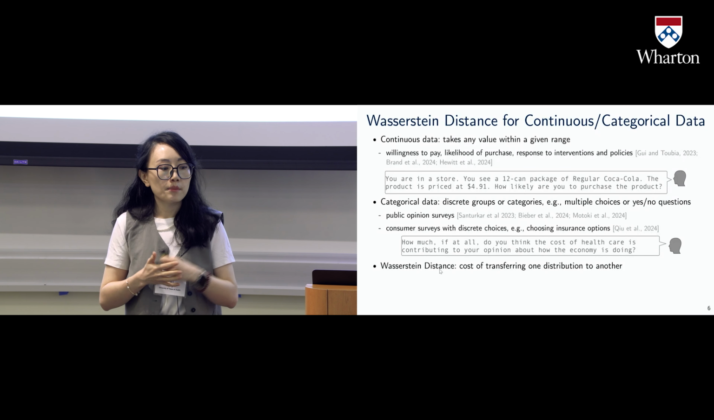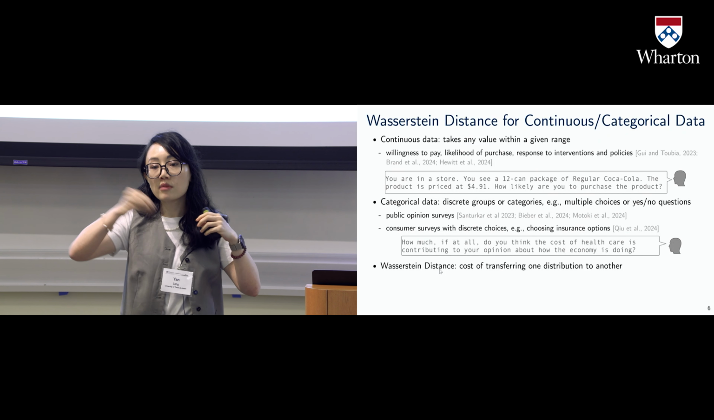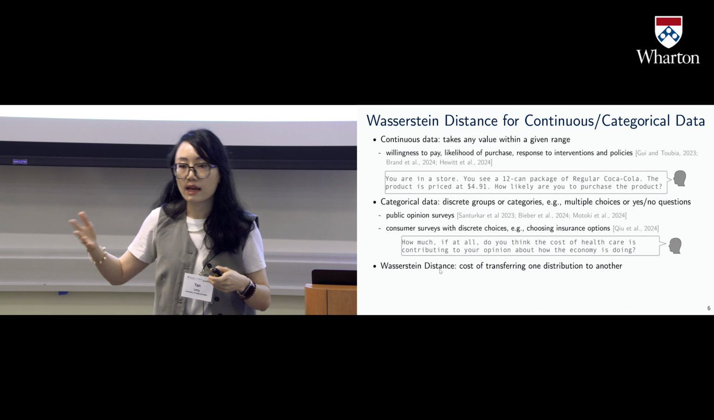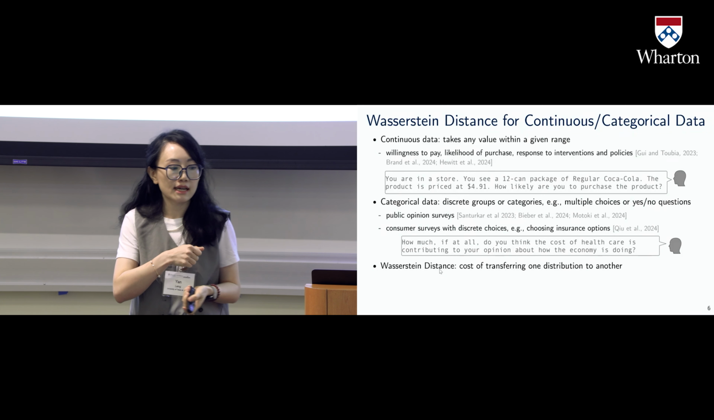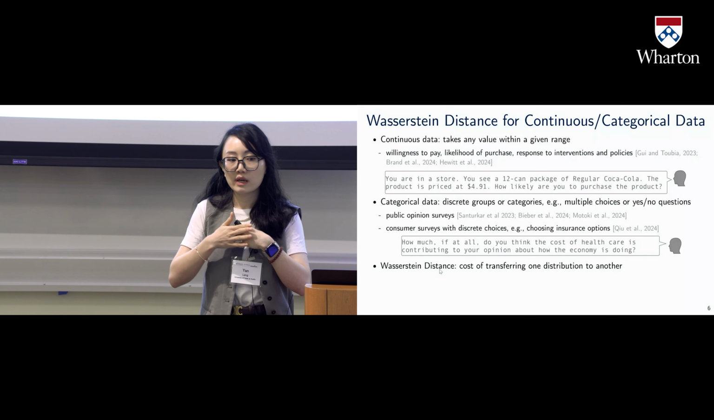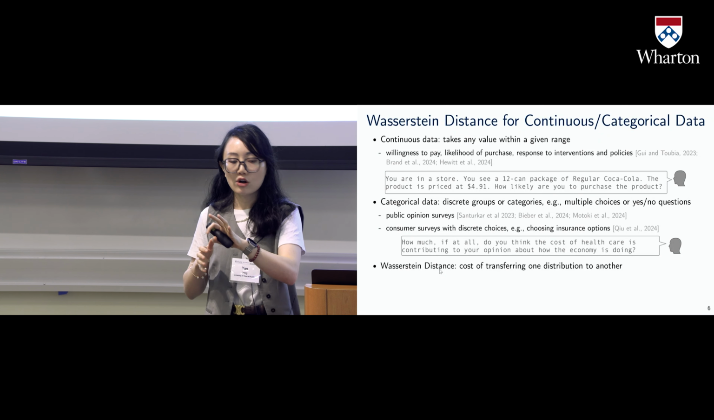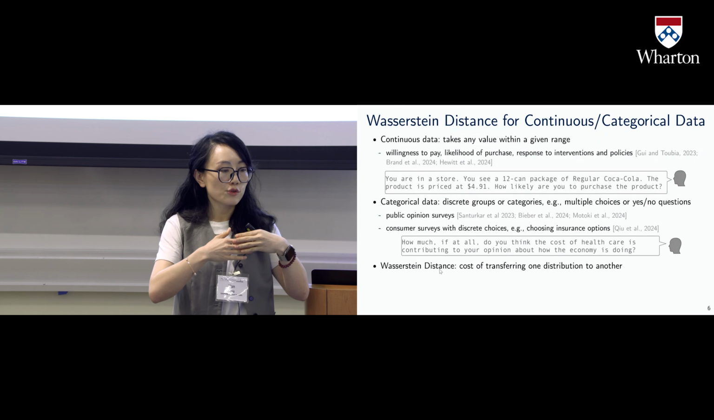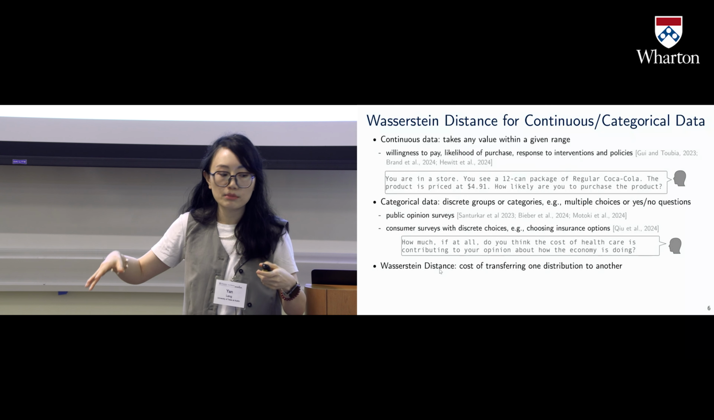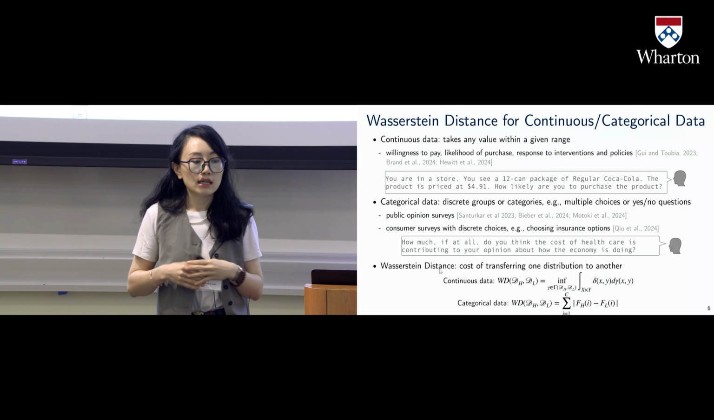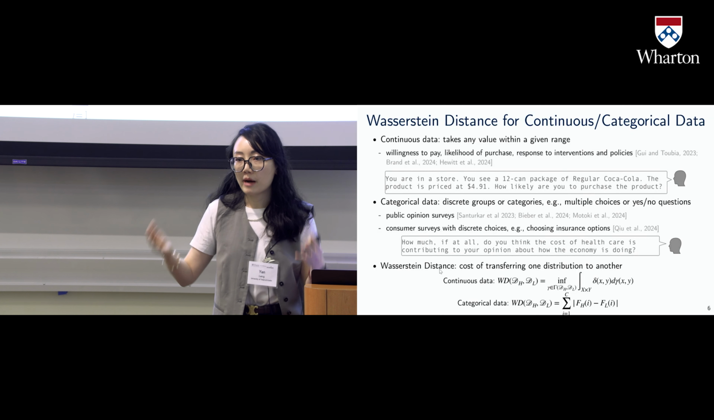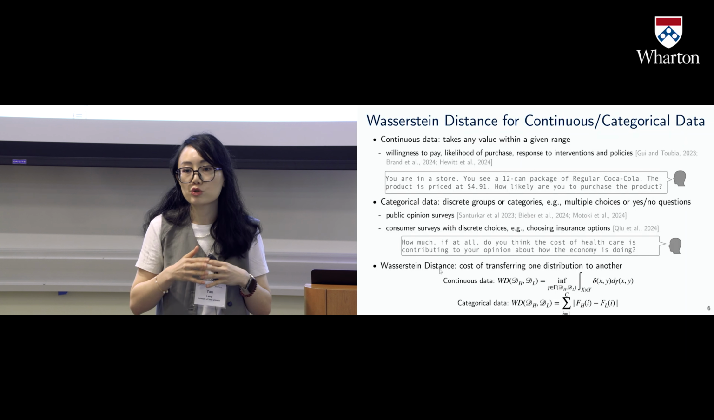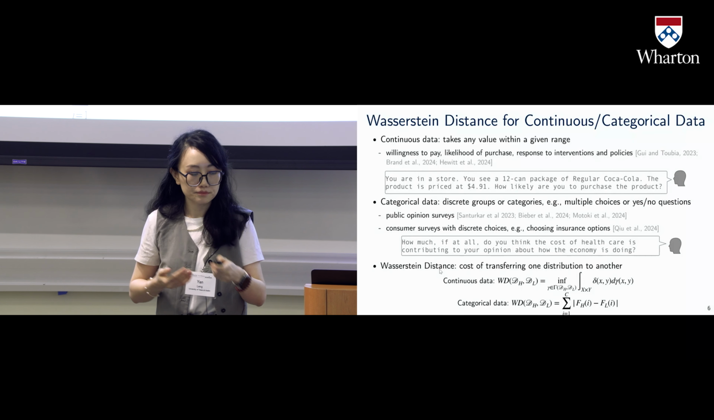For example, this is a question that we can ask LLM to monitor LLM's opinion on how healthcare would contribute to the overall economy. And we use Wasserstein distance to calculate the distance whether the data is in continuous or categorical form. Basically, Wasserstein distance can help us calculate the cost of transferring the LLM distribution to the human distribution. For continuous data, we basically take the infimum over all possible transformations. And for categorical data, we take the absolute differences between the cumulative distribution functions.